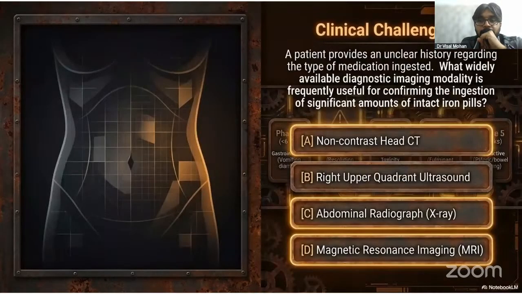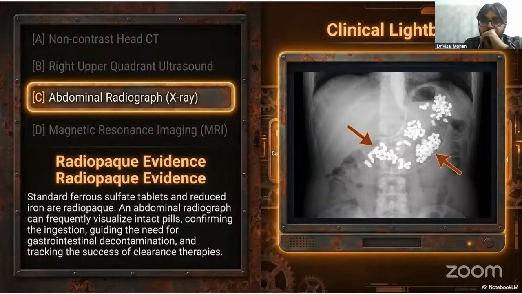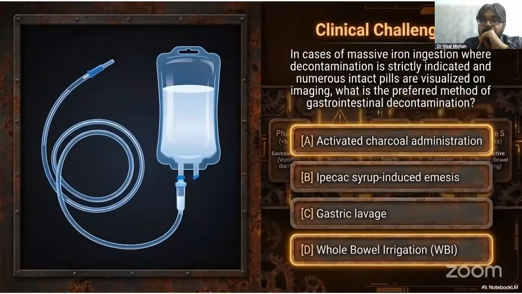Which imaging modality of choice identifies ingestion of iron pills? NCCT, USG, X-ray, or MRI? It's the X-ray abdomen. We get radiopaque evidence in the X-ray abdomen. In case of massive iron ingestion, where decontamination is strictly indicated, numerous intact pills are visualized on imaging. What is the method of GI decontamination? Activated charcoal, hypertonic syrup, gastric lavage, or whole bowel irrigation? It's whole bowel irrigation with PEG.